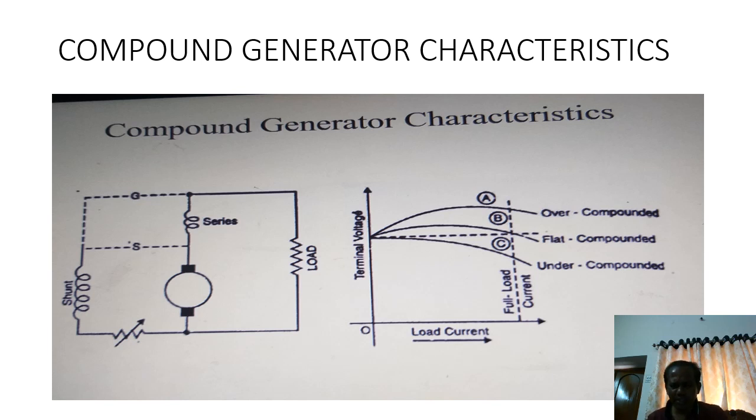So first, A is the over compounded generator characteristic. This is the flat compounded generator characteristic. C is the under compounded generator characteristic. This last part shows the characteristic of the compound generator under load condition: terminal voltage versus load current. These are the characteristics we have covered.